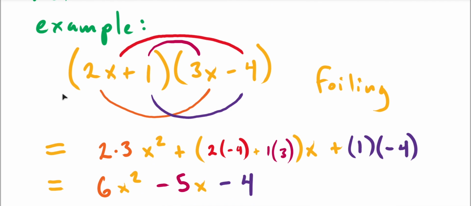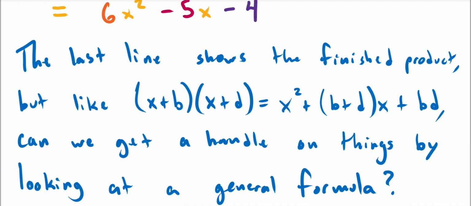I want you to see how these four numbers, 2, 1, 3, and minus 4, contribute to each term. The 2 and the 3 contribute to the first term. The 1 and the minus 4 contribute to the last. But the middle term has a little bit of all four of them mixed into this minus 5. So that shows a little bit of the problem, but let's at least proceed naively.